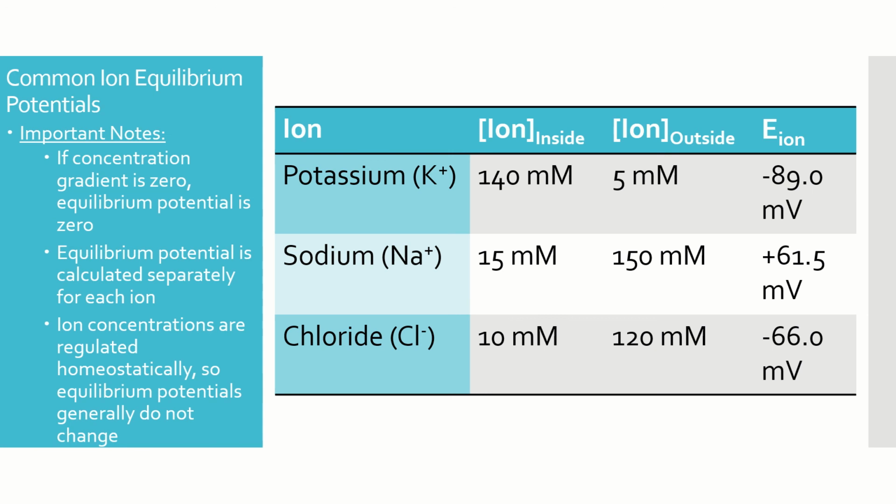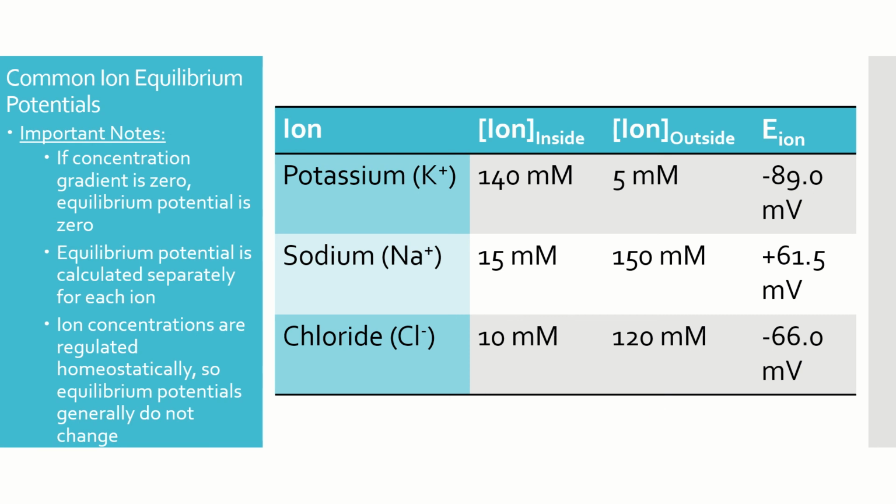Here we have some common ion equilibrium potentials. So that's here, E ion, that's equilibrium of the ion. So some important notes here. Firstly, if the concentration gradient is 0, so say we had 10 millimolar of chloride on the inside and 10 on the outside, the equilibrium potential is also going to be 0 because everything's the same, it's already equal. We don't need to move anything. The repulsion is going to be equally repelling across the membrane, and there's no concentration gradient to speak of, so we're not going to see an equilibrium potential.